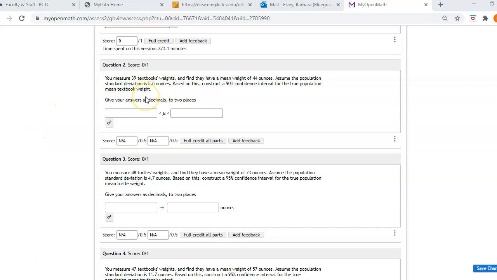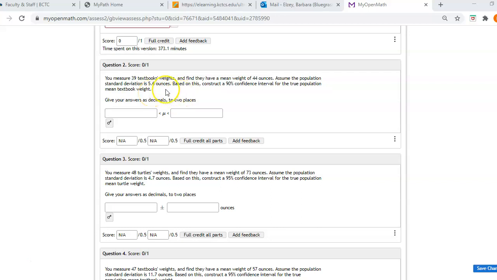Okay, so all of these are done pretty much the same. So let's take a look at this one right here. You measure 39 textbook weights and find that they have a mean weight of 44 ounces. Assume the population standard deviation is 5.6 ounces. Based on this, construct a 90% confidence interval for the true population mean textbook weight.